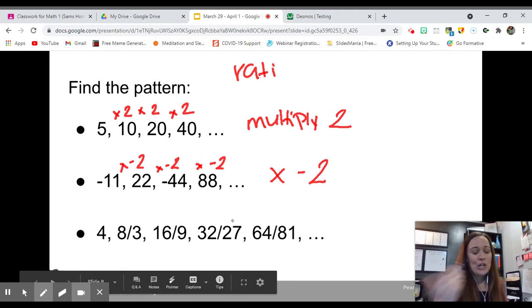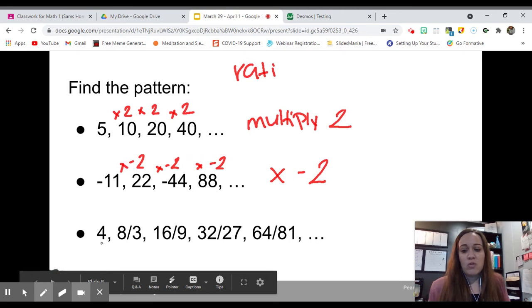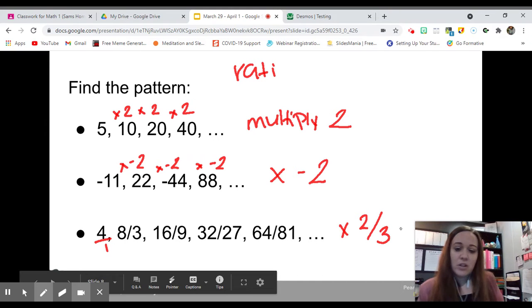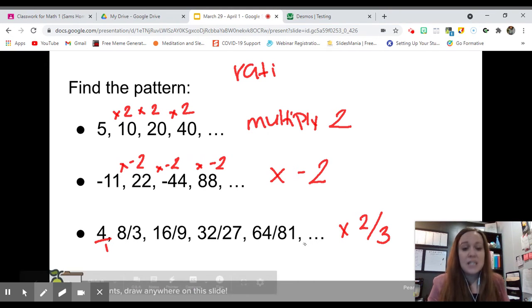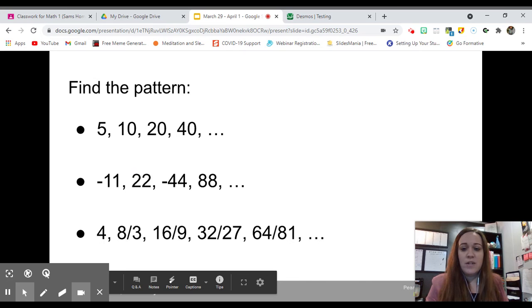Now the last one looks a little tricky. Whenever we're doing the ratio, let's make sure we're thinking multiplication and not division. It's going to throw off the way you set up your formula to find the term you're looking for. I'm going to write this as 4 over 1. To go from 4 over 1 to 8 over 3, I'm multiplying by 2/3. Sometimes they are going to be represented as fractions, but make sure we're always looking at it as multiplying by a number, not dividing. Let me clear that off the screen so we can move on to the next one.